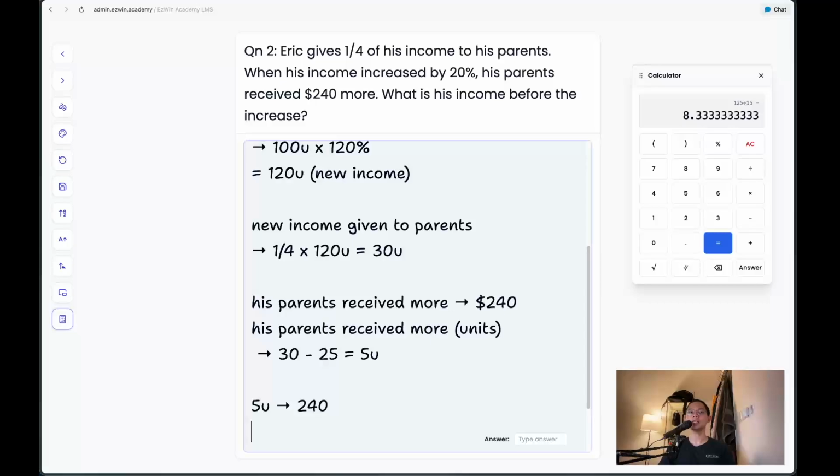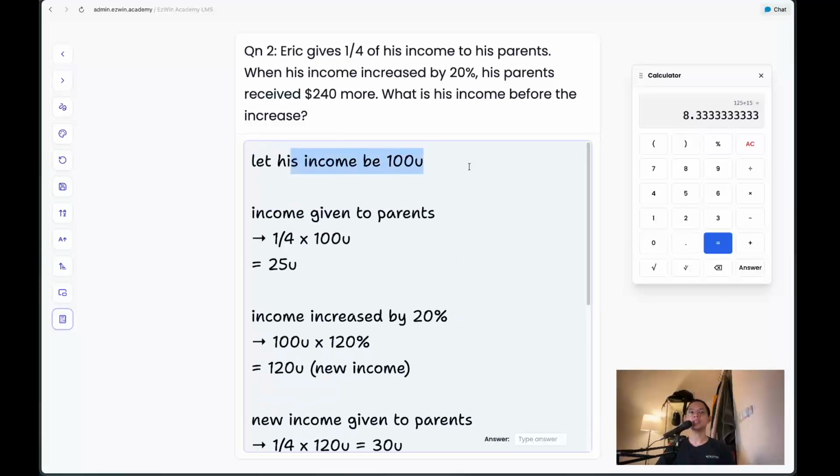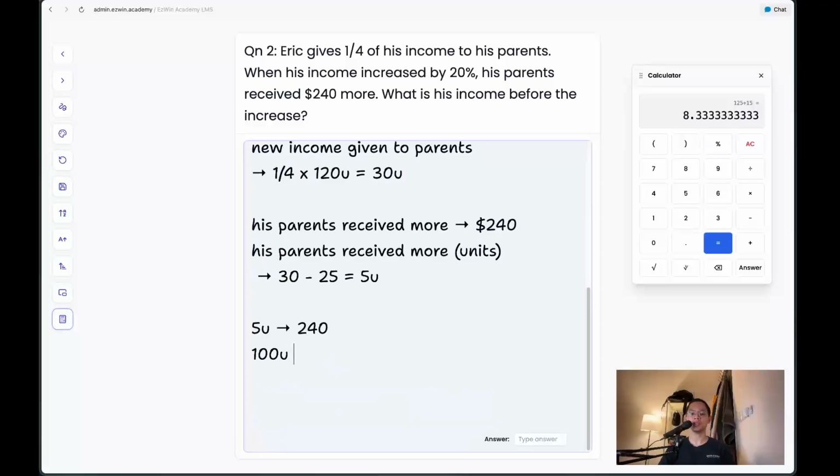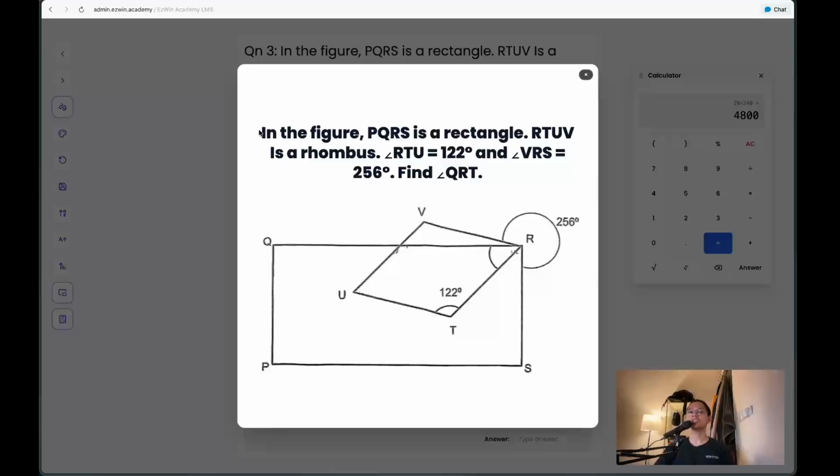So what is his income before his increase? We know that the income earlier is 100 units. So 100 units will then be equal to 100 divided by 5, which is 20, times 240. And this will give us $4,800.